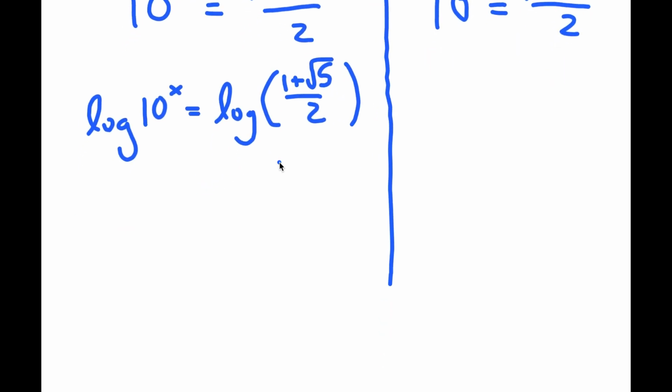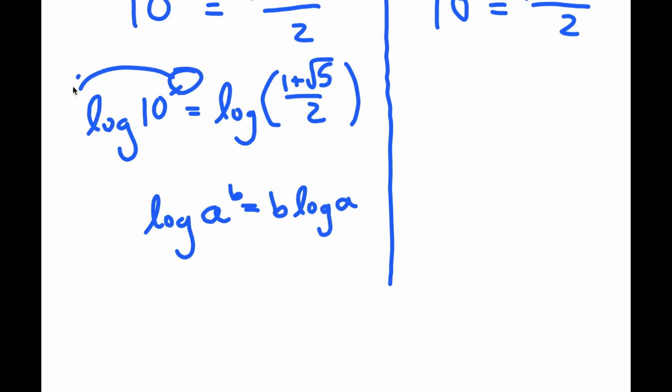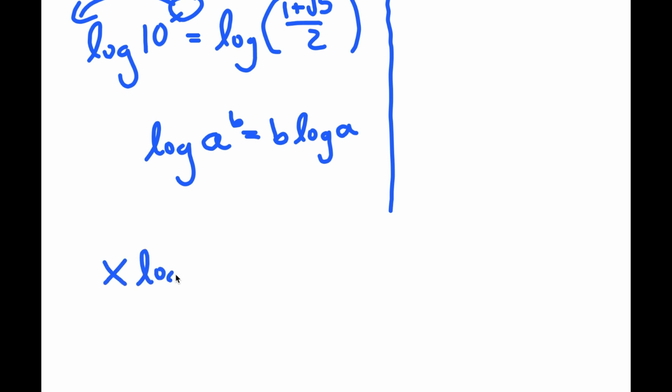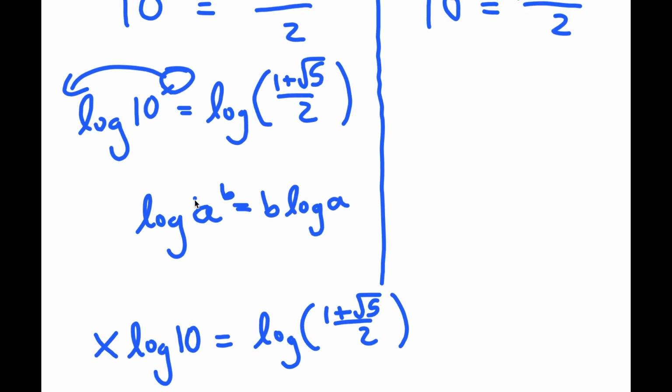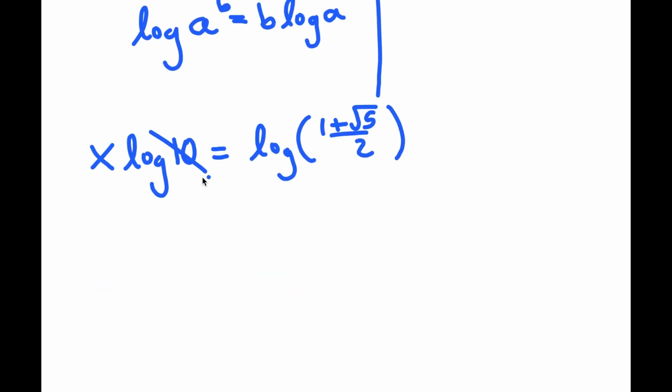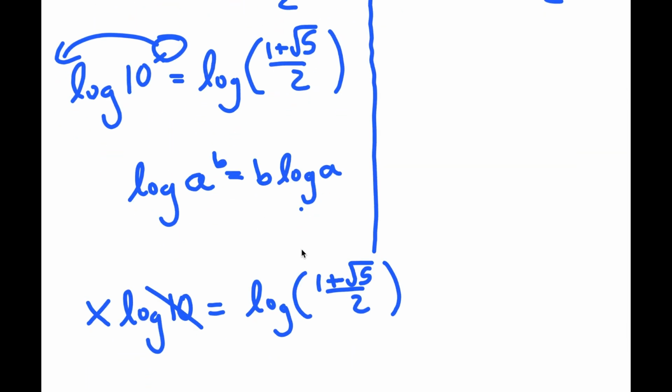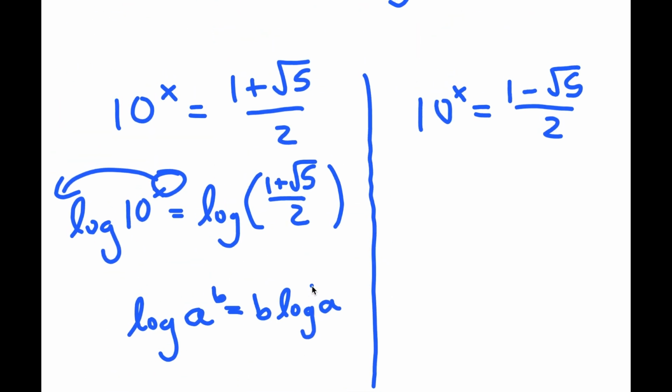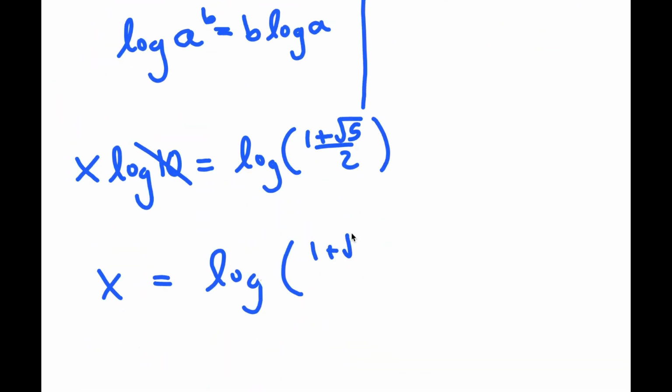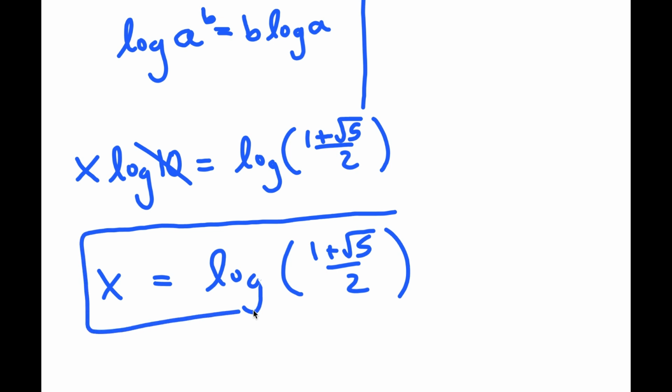And now, the reason why we're using logarithms is because they come with the property that states that log a to the power b is equal to b times log a. So I can move x to the front, and now I get x times log 10 is equal to log of 1 plus the square root of 5 over 2. And log of 10 is just equal to 1. So I just get x is equal to the log of 1 plus the square root of 5 over 2. So this is one solution.